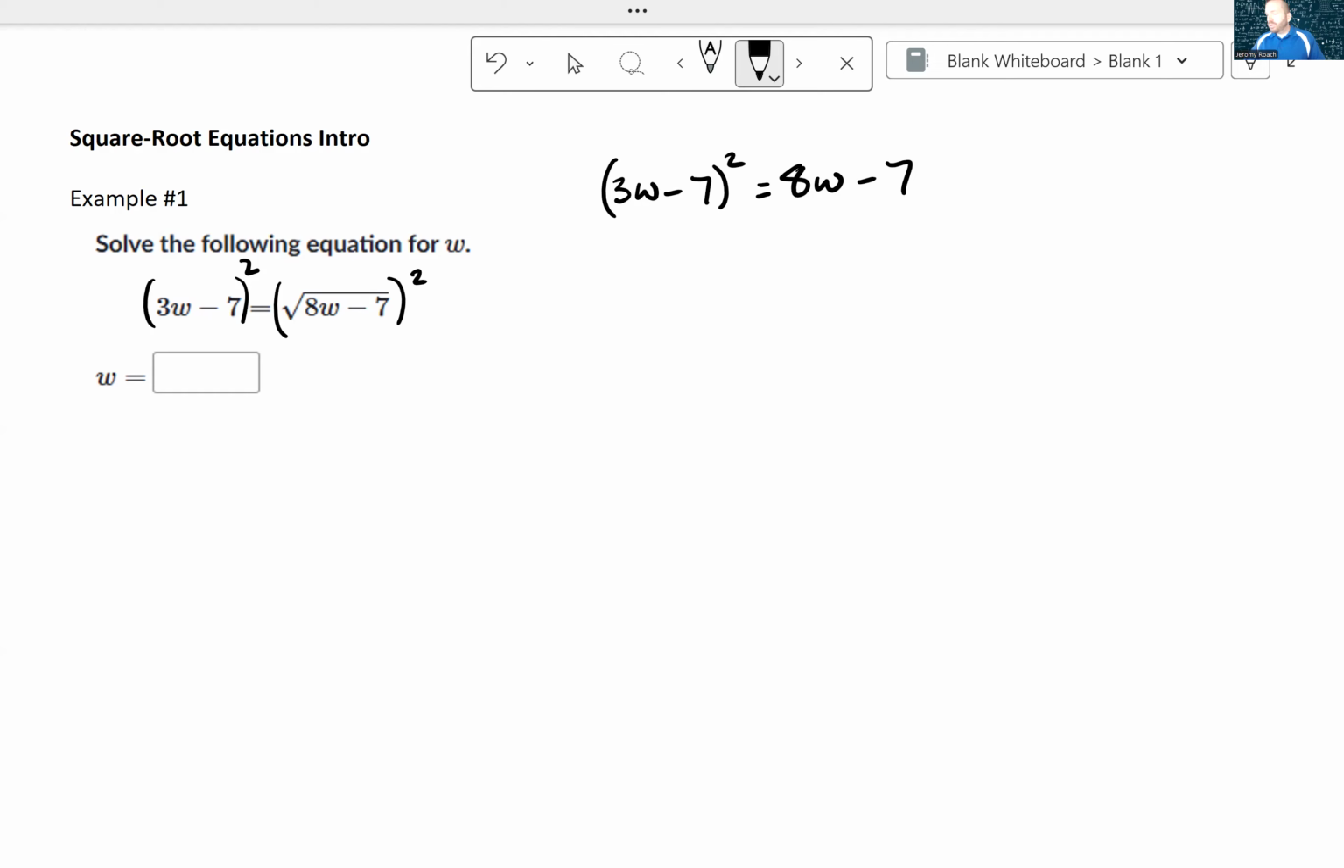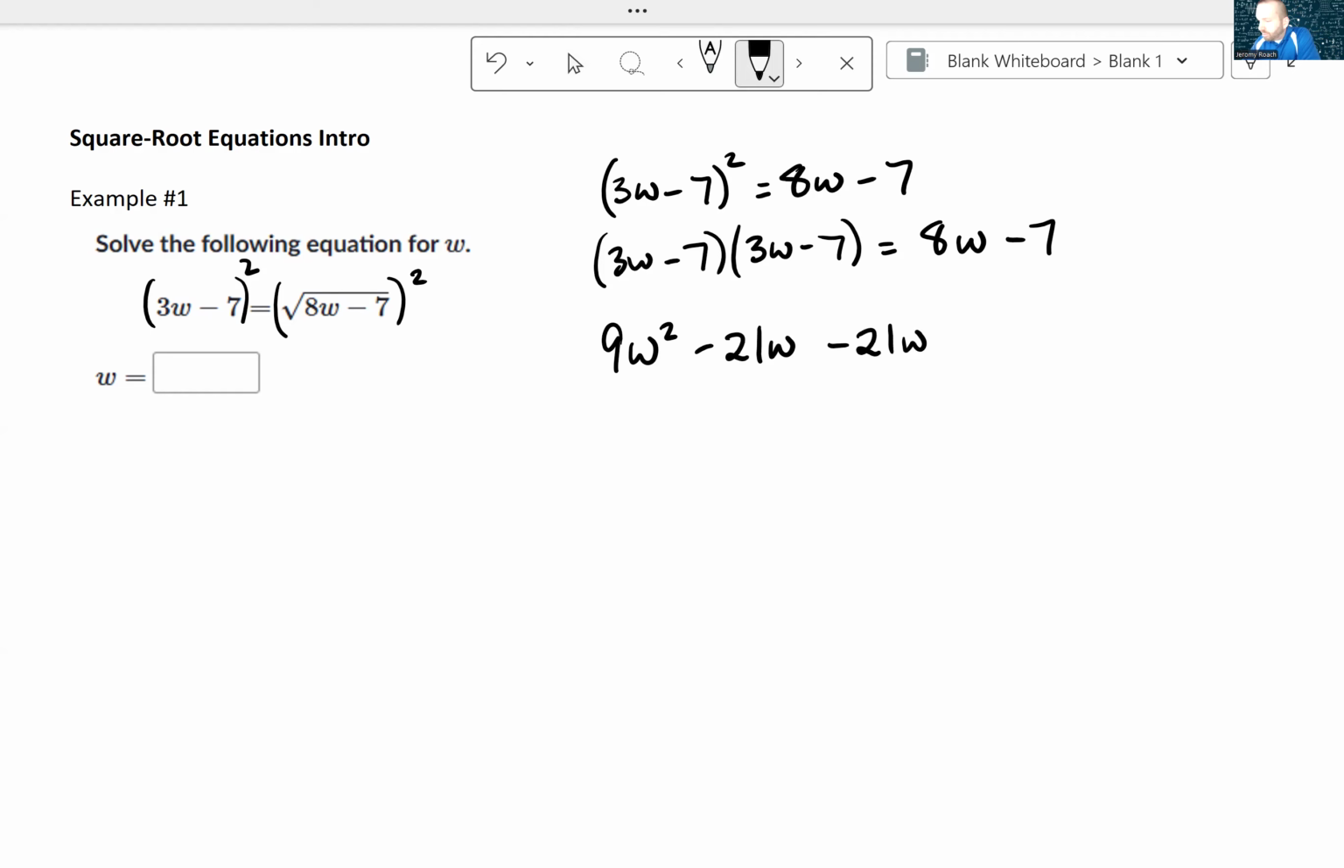Okay, and what happens is we are going to rewrite this and do the FOIL method. We get 9w squared minus 21w minus 21w plus 49 equals all of this over here. So we get 9w squared minus 42w plus 49 equals 8w minus 7.